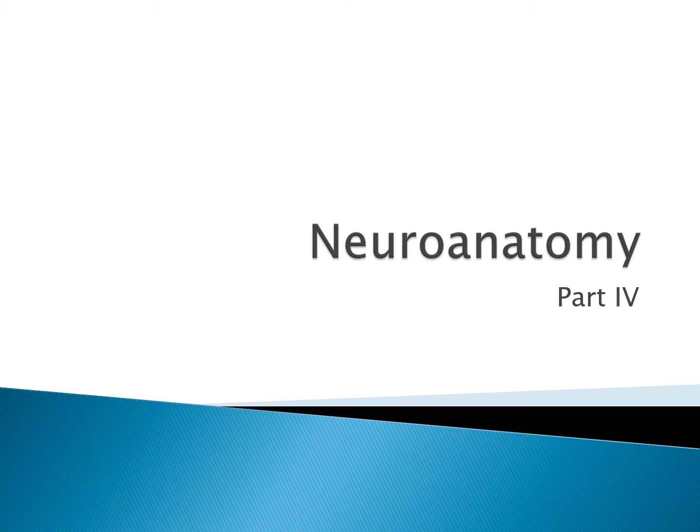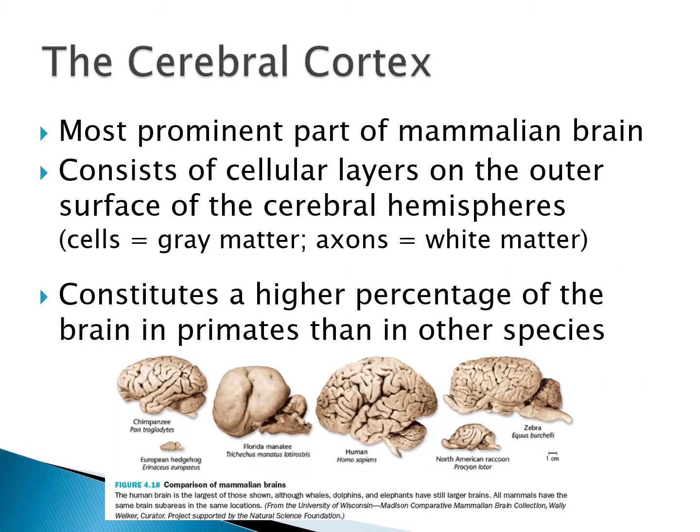Okay, I'm going to start what I hope is the last part of neuroanatomy. I hope we get through the entire cerebral cortex as we've finally gotten here. The cerebral cortex is the most prominent part of the mammalian brain, and it consists of these cellular layers on the outer surface of the hemispheres. We will talk about those 6 layers several times.